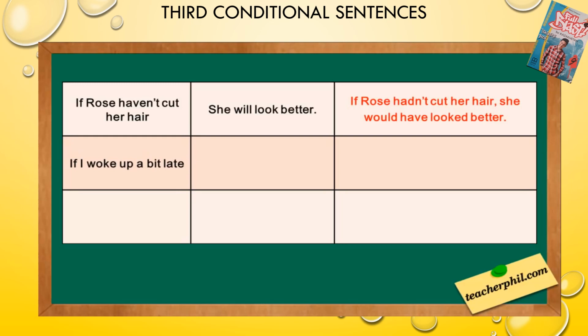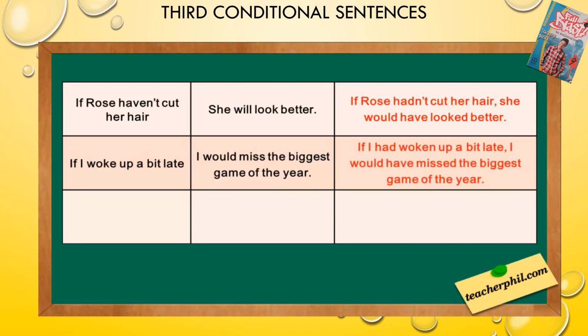The fourth one, if I woke up a bit late, I would miss the biggest game of the year. The answer is, if I had woken up a bit late, I would have missed the biggest game of the year. The if clause, if I woke up a bit late, is in the past simple. We need to change it into past perfect: if I had woken up a bit late. The given result clause doesn't follow the pattern would plus have plus missed.